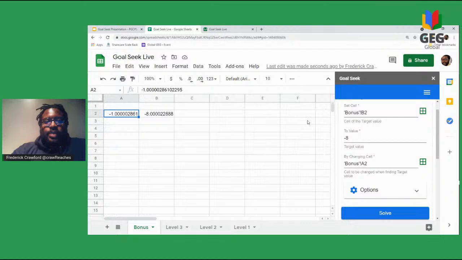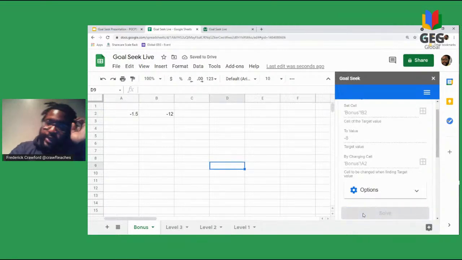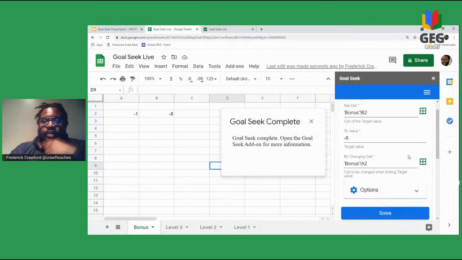So notice how we have this long decimal train that's very close to negative 8, even though we said negative 8. So what I could do is pick a number closer, and let's say negative 1.5. And then we go ahead and do it one more time. And see how it goes straight to negative 1.